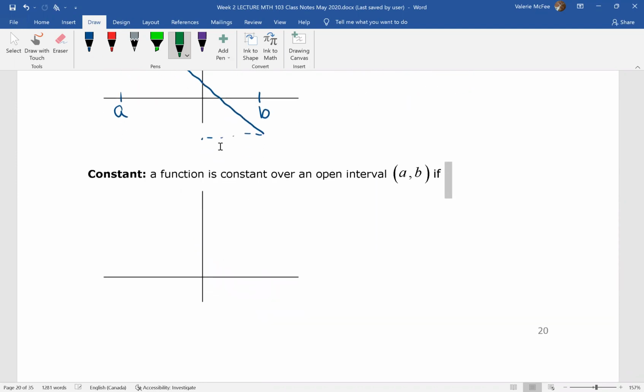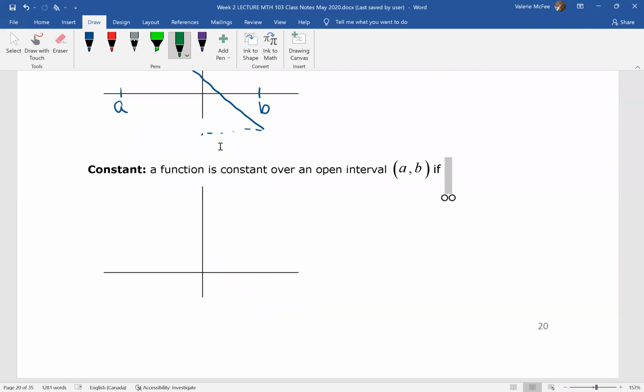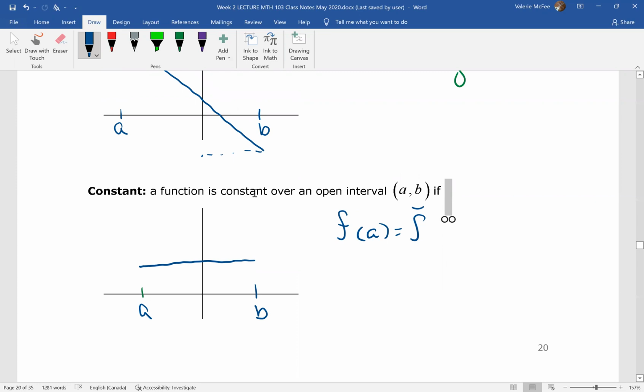What about a constant function? A is less than B. Here's our constant function. The f of A equals the f of B. A constant function is simply a horizontal piece.